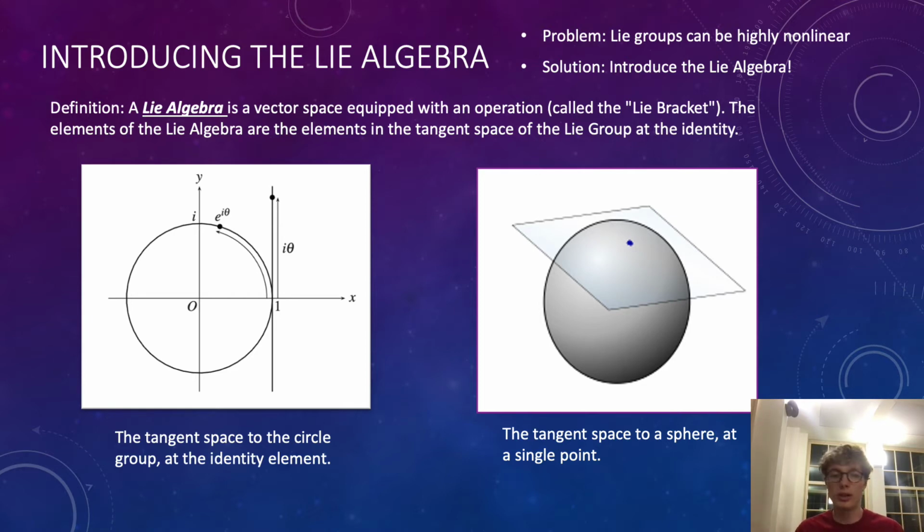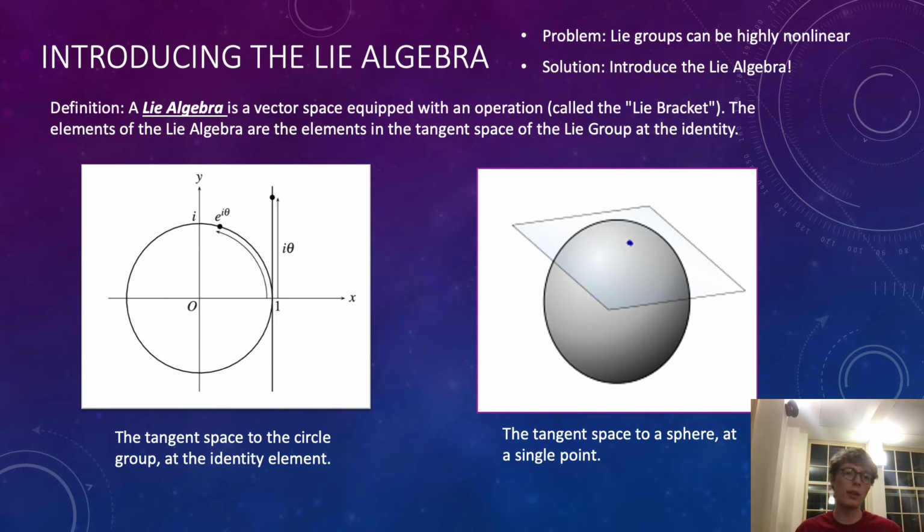So the solution to the difficulties presented by this nonlinearity is to simply linearize your group, and that's where the Lie algebra comes in. The elements that we define this Lie algebra on are the tangent space at the identity of our Lie group. For a more concrete example, we can look at the circle group on the left here. Our identity is the element at 1 on the real number line, and then the tangent space is that line passing through the identity, and we can describe that by this line iθ.